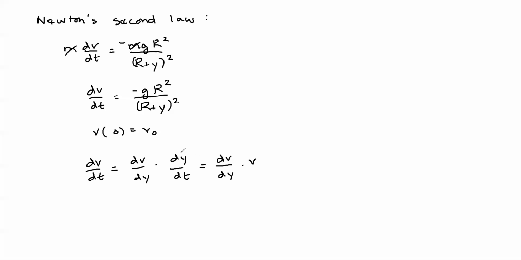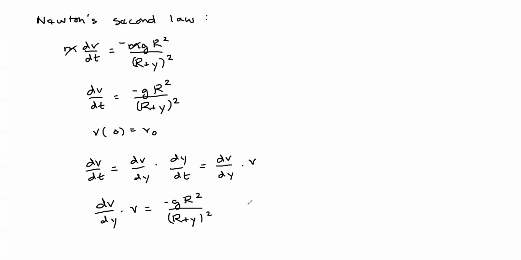And then we know that the rate of change of y, the derivative of y with respect to t, well, that's just the velocity itself. So we can rewrite dv/dt as the rate of change of velocity with respect to position instead of with respect to time, and then times the velocity. By taking that, we can substitute it in place of dv/dt, and you'll end up with dv/dy times v equals negative g r squared over (r plus y) squared.